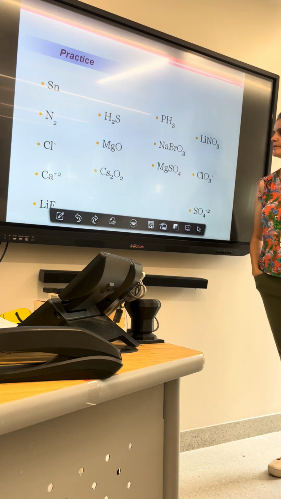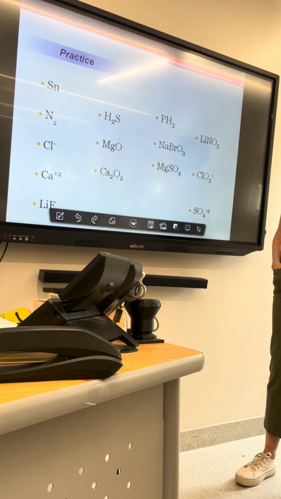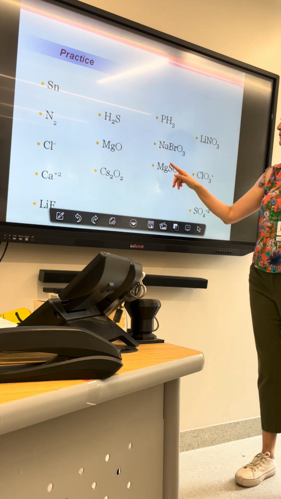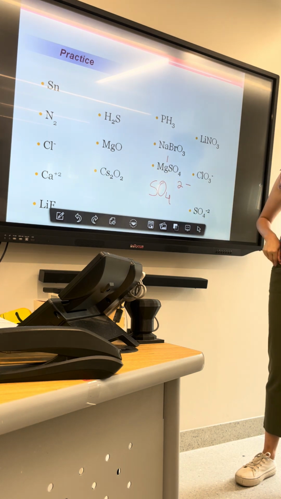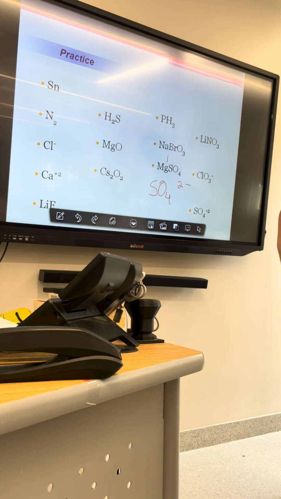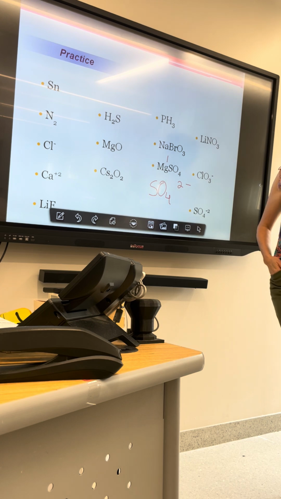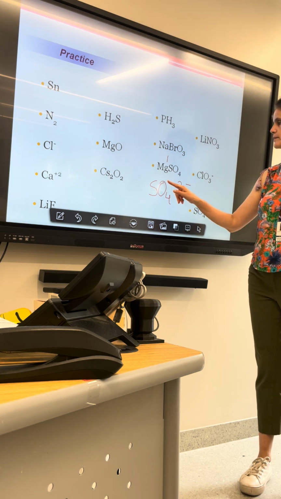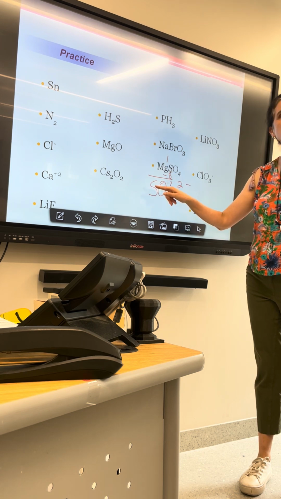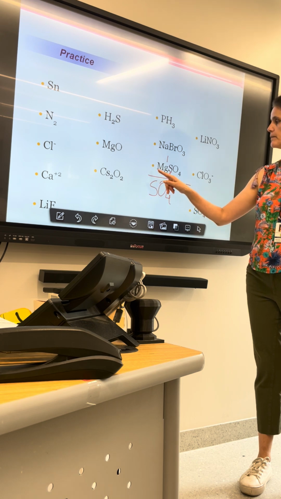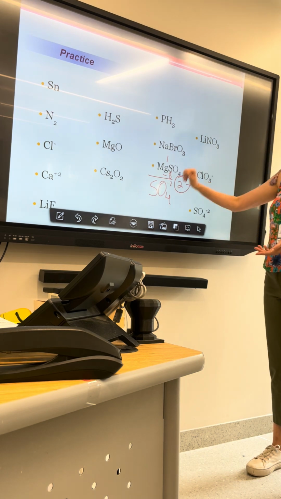Magnesium sulfate. So the sulfate is -2. And what is the sulfur and the oxygen? Yeah. Because the whole thing is -2. Most people have been telling me +8, but you know, you gotta think about the charge of your ions.